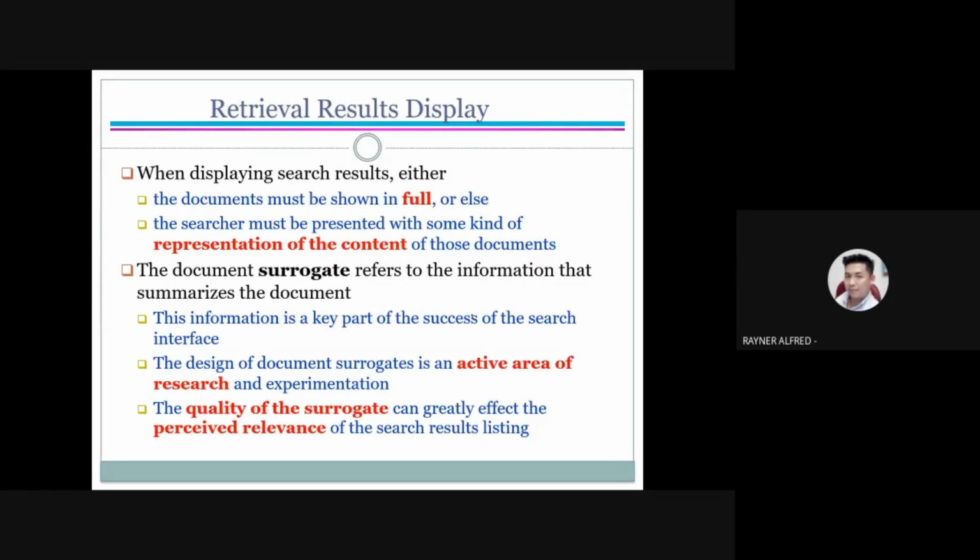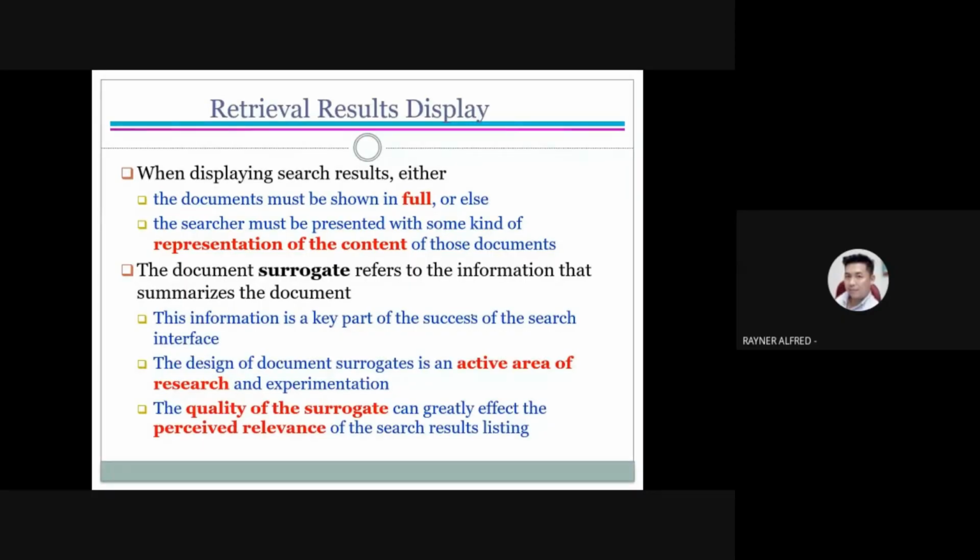Retrieval result display. Okay, how do we display the result? When we display the search result, we could display the whole document or the full paragraph, or we can get a summary or a surrogate. Surrogate refers to the information that summarizes the document. So which one is better?